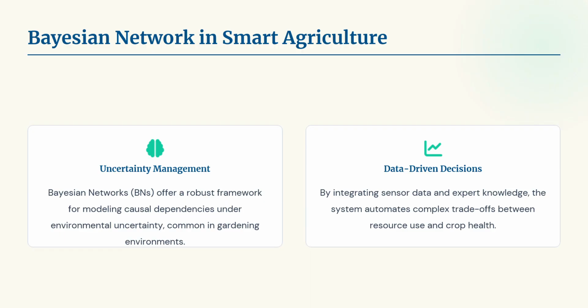Agriculture is inherently unpredictable. Home gardeners and farmers consistently deal with environmental uncertainty, fluctuation, sunlight, erratic weather, and sudden pest outbreaks. Bayesian networks offer a robust mathematical framework to model this causal dependency and uncertainty. By integrating sensor data with expert agriculture knowledge, a Bayesian network-driven system can automate the complex trade-offs, balancing resource usage with optimal crop health to make truly data-driven decisions.